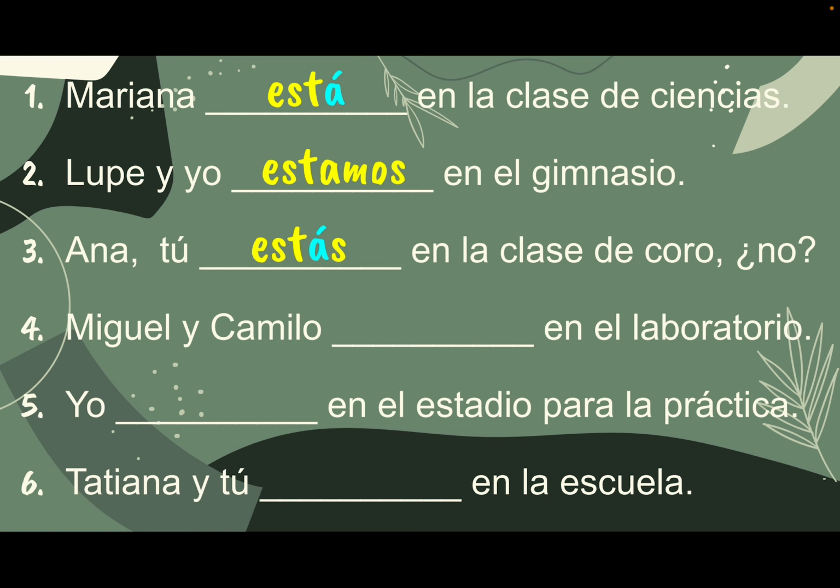Number 4, Miguel y Camilo, so we're talking about they. Ellos means they, so that one's going to get están. Miguel y Camilo están en el laboratorio. They're in the laboratory, lab. Number 5, yo estoy en el estadio para la práctica. I am in the stadium for practice.